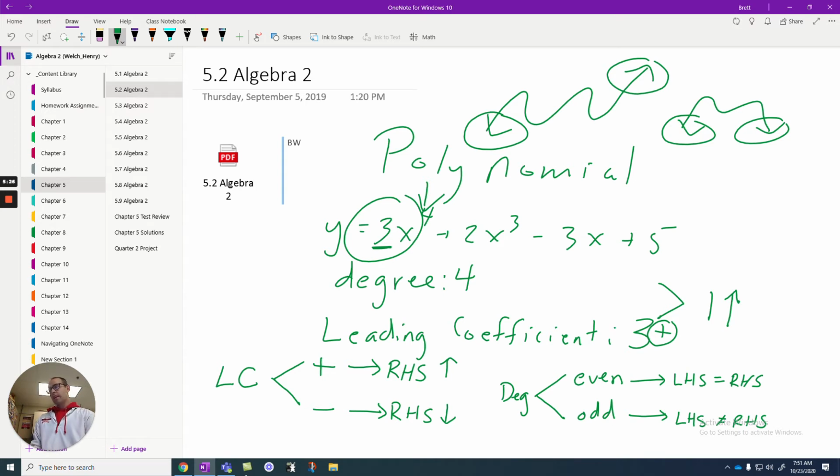So let's come back to our example here. This number 4 is even for my degree, which means the left-hand side must match the right-hand side. And so I know without graphing this polynomial fully that it's going to be up on the left and up on the right. Some sort of a W shape or something like that. And there we go. That's how we know how to produce what's called the end behavior of a graph.